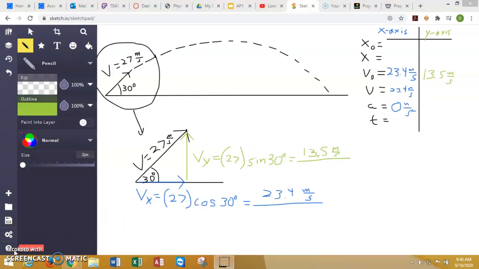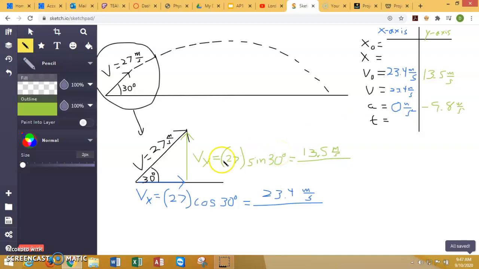All right, and I do the same thing for the y, 27 sine 30, okay? About 13.5, and that's where this goes, right there in my chart. All right, that's the speed it leaves the ground with going up. Now, as it goes up, what happens? As it goes up, up, up, it will slow down because Earth is pulling down on it. So the acceleration in the y-axis is negative 9.8 meters per second squared.